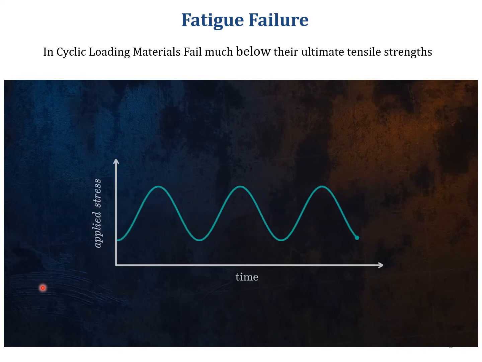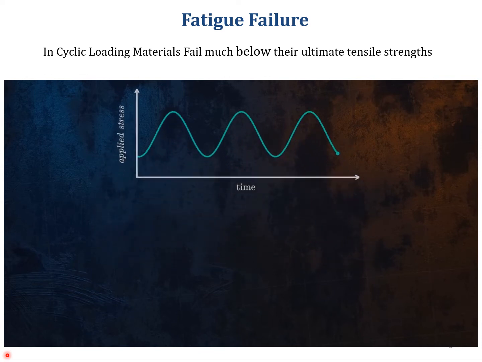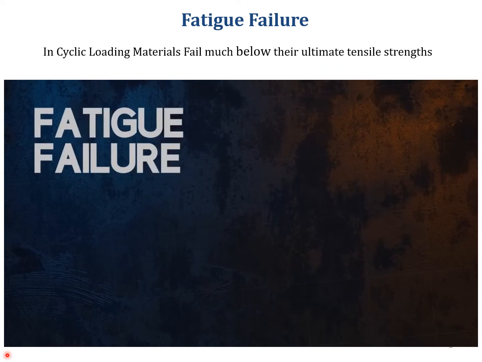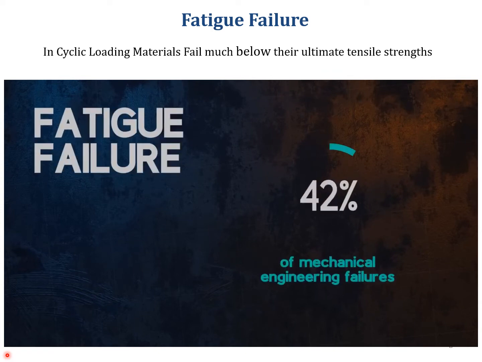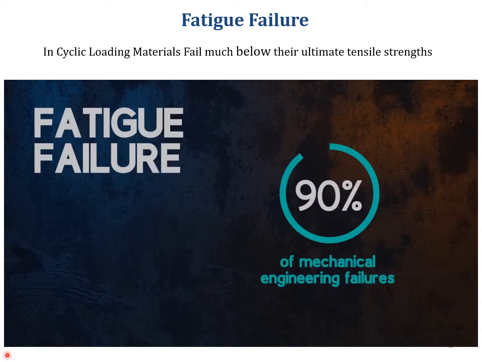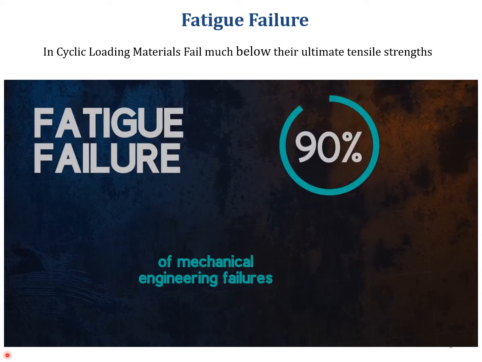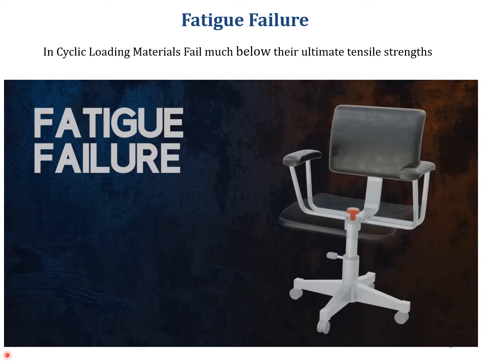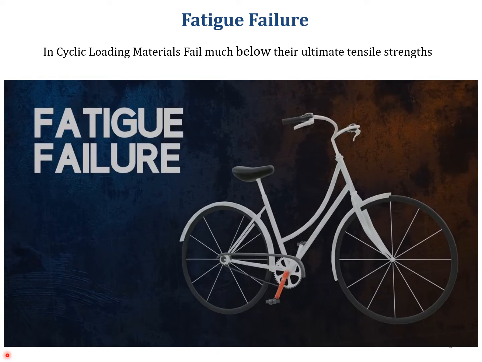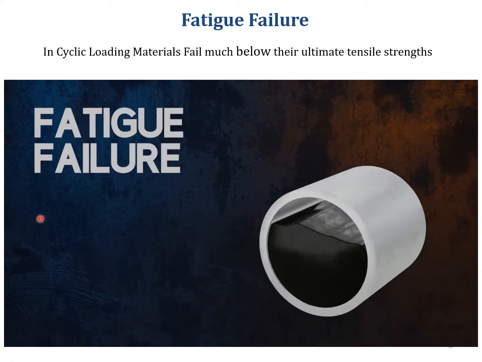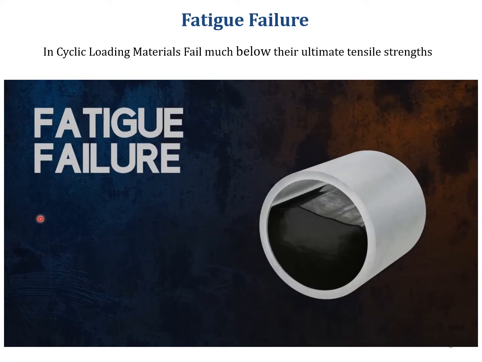Components which are subjected to loading which varies with time can fail at stresses well below the material's ultimate strength. This is known as fatigue failure, and it accounts for the vast majority of mechanical engineering failures worldwide. The bolts in an office chair, the crank arm on your bicycle, and pressurized oil pipelines are just a few examples of components which are subjected to time-varying loads and may be at risk of fatigue failure.